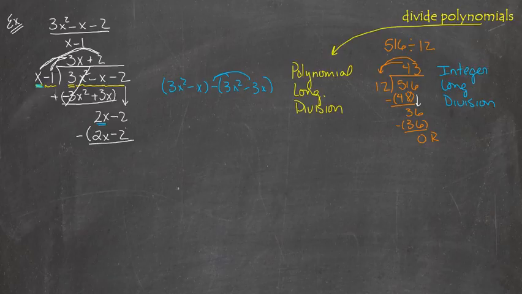Perfect. When I subtract, that means I have to change the signs of everything inside and turn it to addition. 2x minus 2x disappears. Negative 2 plus 2 disappears. I'm left with 0 for the remainder. So I can say that 3x squared minus x minus 2 divided by x minus 1 equals 3x plus 2. So that's polynomial long division.